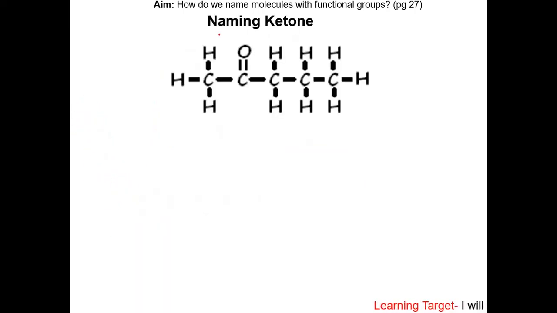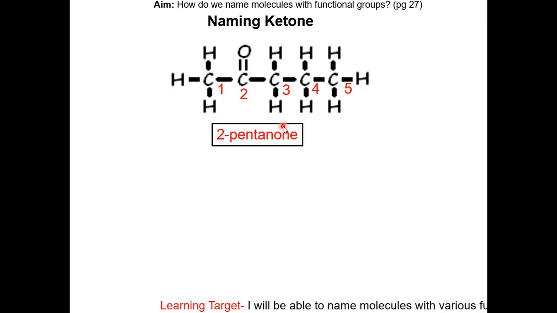Now let's go over how to name ketones. Here we have an example of a ketone. The first step is to figure out the parent chain. The parent chain has 5 carbons. Next, we have to number the carbons. We want the carbon with the functional group to be the lowest number possible. Next, we use Table R. The suffix for ketone is -one, so the name of this ketone will be 2-pentanone.